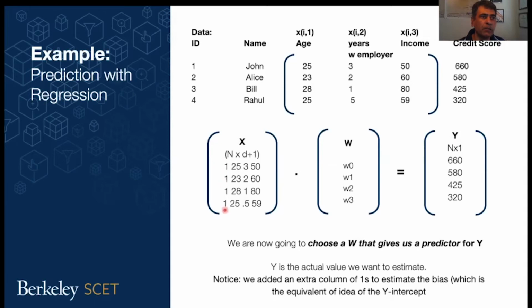But this column, this set of 1s, always gets multiplied by this first element, w0. For example, 1 times w0 plus 25 times w1 plus 3 times w2 plus 50 times w3. That's how you would do a vector multiplication, or even a matrix multiplication. And so the 1 is always being multiplied by w0. And what you'll see is that w0 then turns out to be this idea of the y-intercept, or the idea of the bias that the model has to start with for creating the prediction.